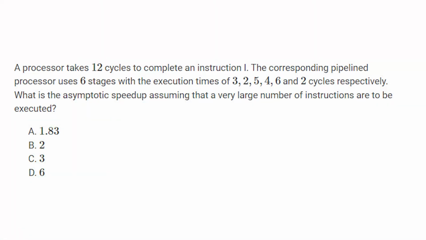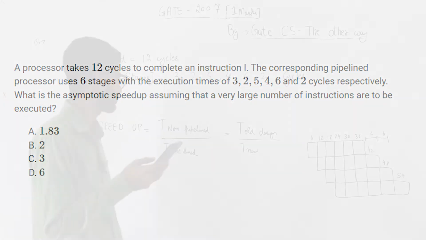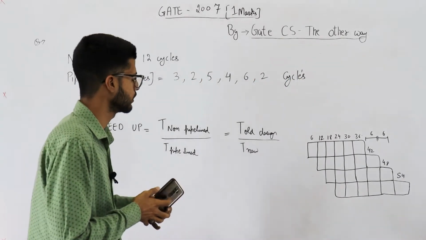A processor takes 12 cycles to complete an instruction I. The corresponding pipelined processor uses 6 stages with the execution times of 3, 2, 5, 4, 6 and 2 cycles respectively. What is the asymptotic speedup, assuming that a very large number of instructions are to be executed? They've given 4 options. It's an MCQ type question.